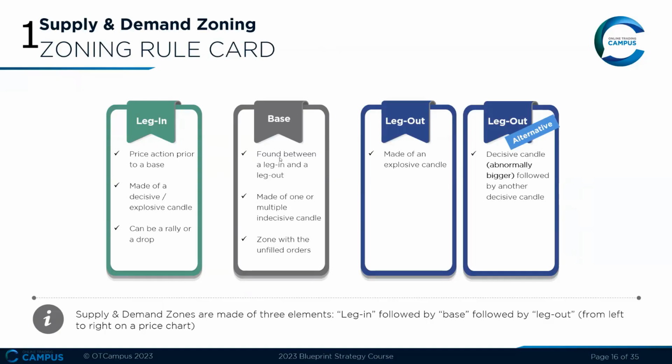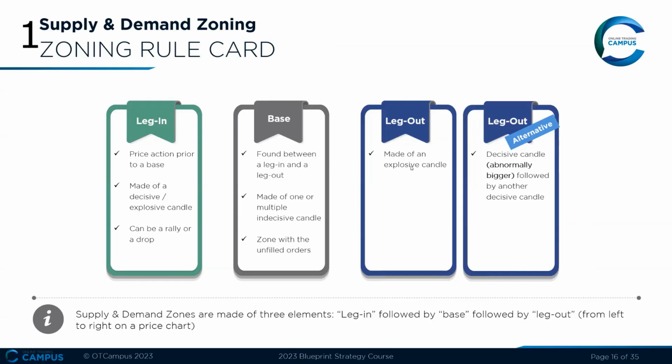A base is where it starts to matter. We want to find a balanced state of price. So this is found between the leg in and the leg out. And it should consist of one or multiple indecisive candles. And the base that consists of our indecisive candles will be the zone where we're likely to find the unfilled orders.